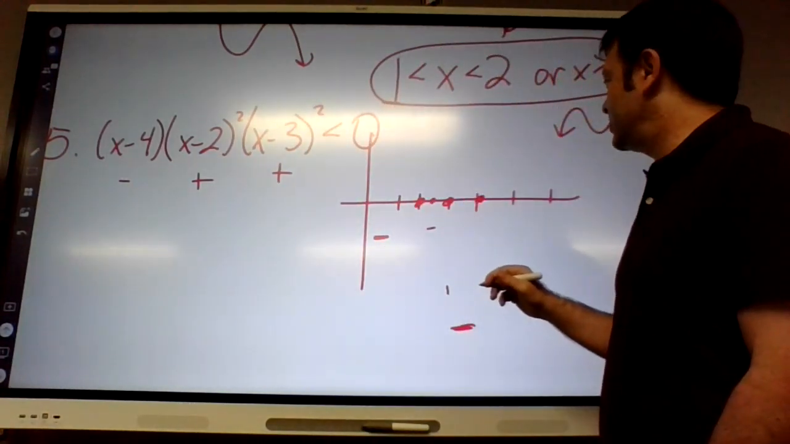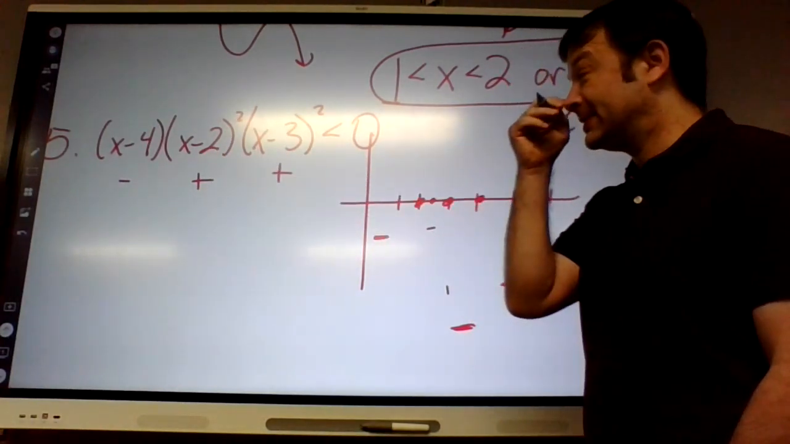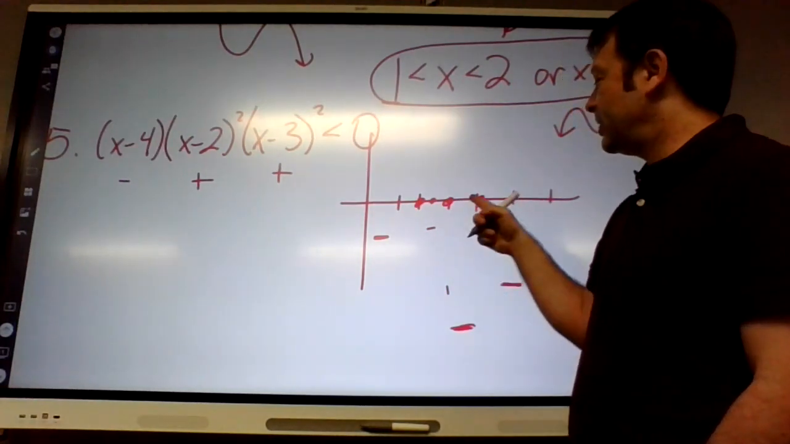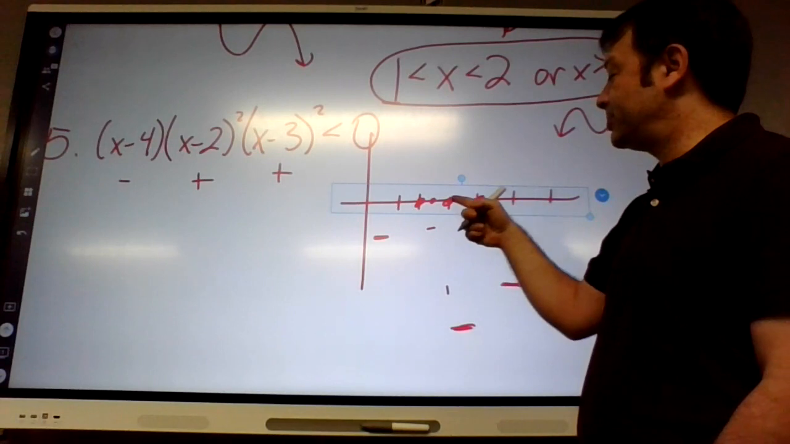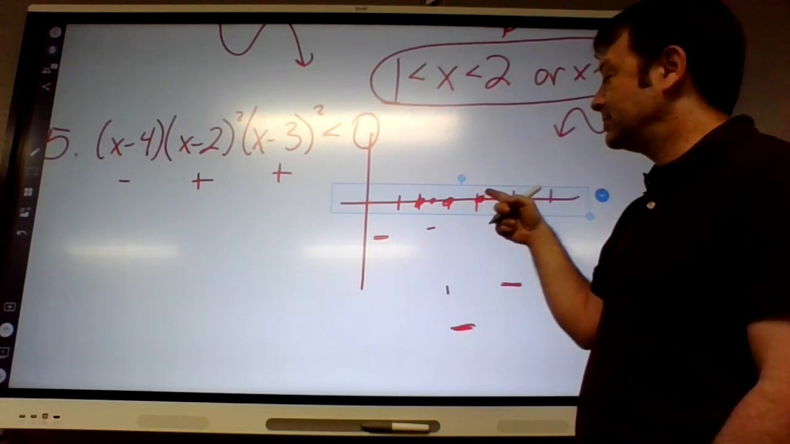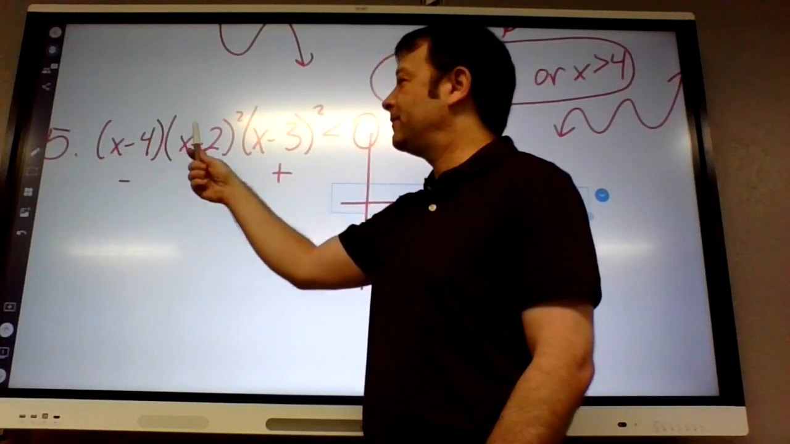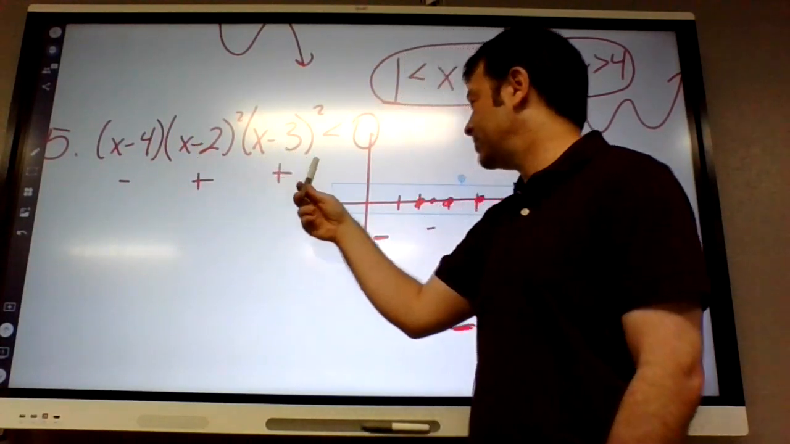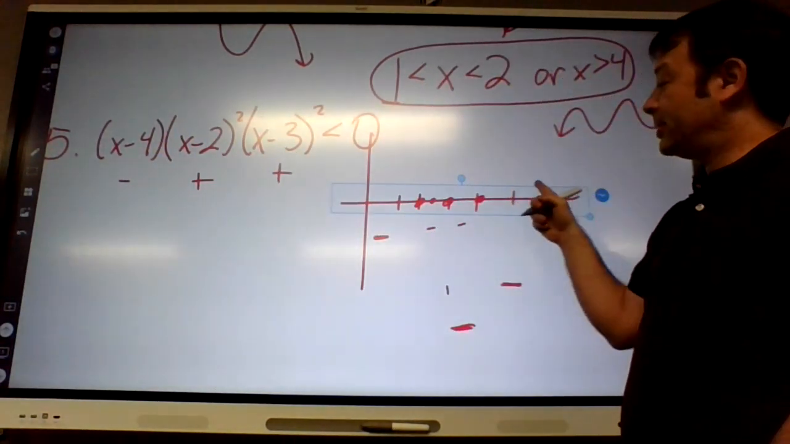Why is it negative again? Because 2 is a double root, so it's bouncing right there. If I plug in 2.5, that'll tell me what's going on between these two. So that'll be negative, that'll be negative, positive, positive again. So that's negative. How about out here, what do you think will happen?